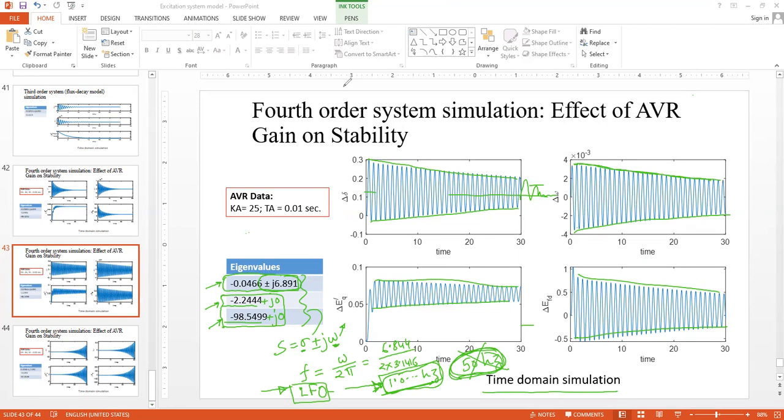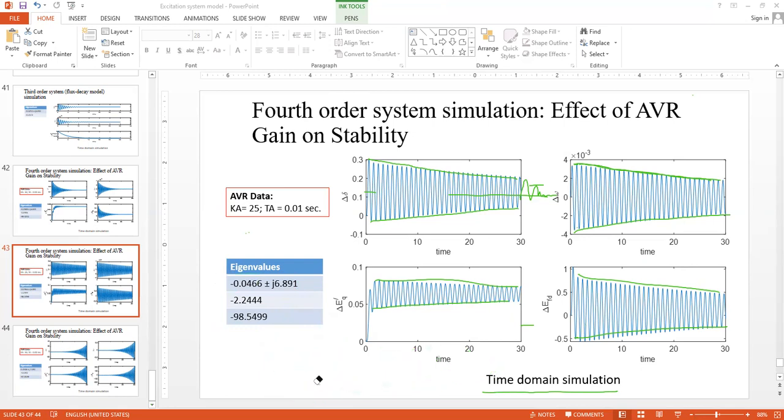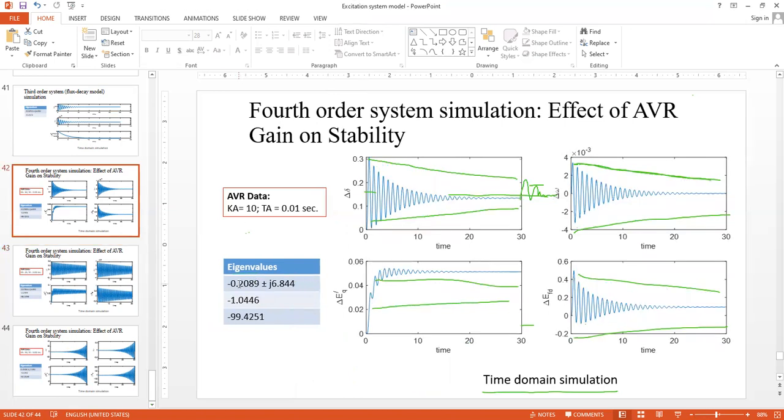Why? Because you can clearly see now. Let's try to see the eigenvalues. What is happening with the eigenvalues? Where are the locations with respect to the previous case? In the previous case, that is when AVR gain was 10, the location of the poles or the eigenvalues was minus 0.2. So which one is the dominant eigenvalue?